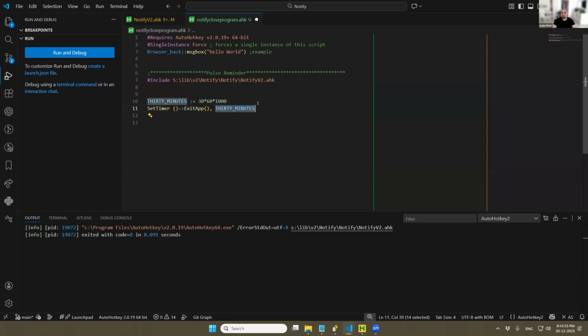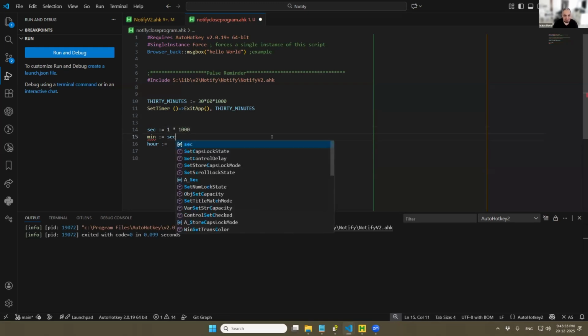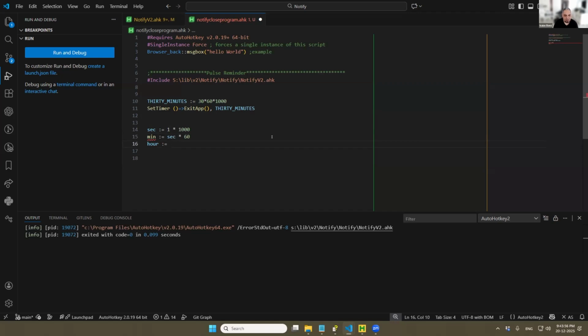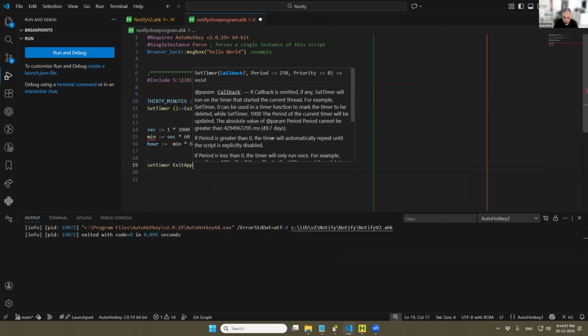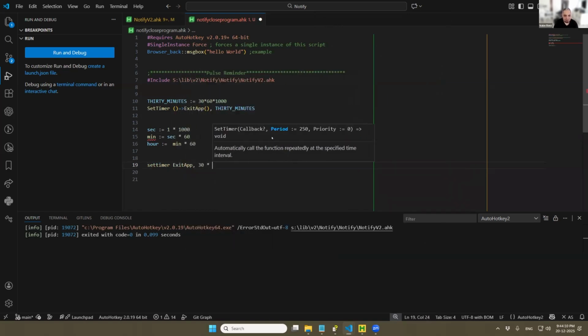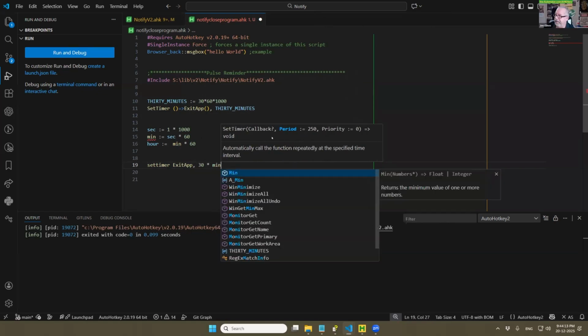Yeah. You could calculate those. What I did, I remember when I was learning AutoHotkey, I had something called minute, right? I had second, minute, and hour. And then I would say second is what? 1 times 1,000. Then minute would be second times 60. And hour would be minute times 60. And now later in my script, I would go ahead and say SetTimer, ExitApp for 30 times minute, right? So it would be readable like that.